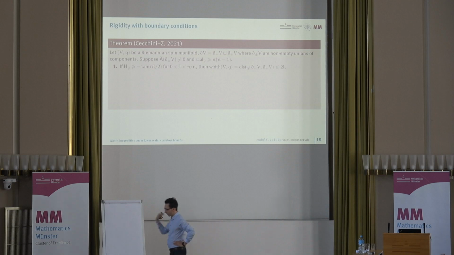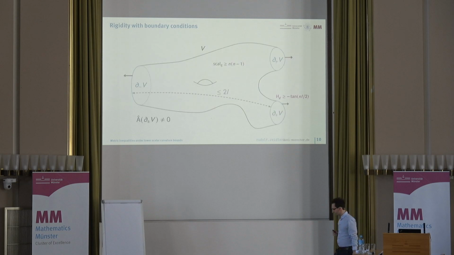And that tangent function is, in fact, the mean curvature of the slices in the warped product example that we considered before. This depends on a certain parameter L. And then the prediction is that the distance between the boundary components is bounded below by 2L, where L is the parameter that's in the tangent here. So maybe it's better to look at a picture here.